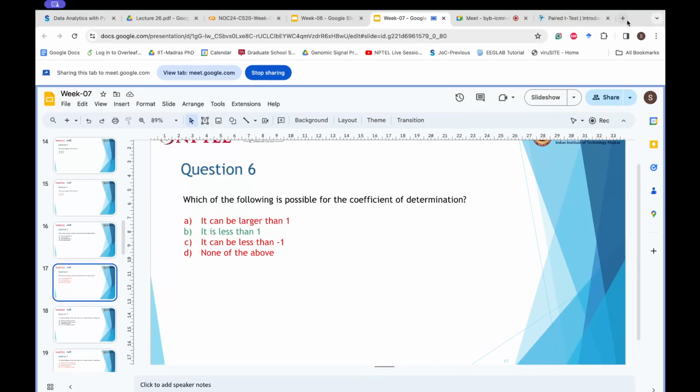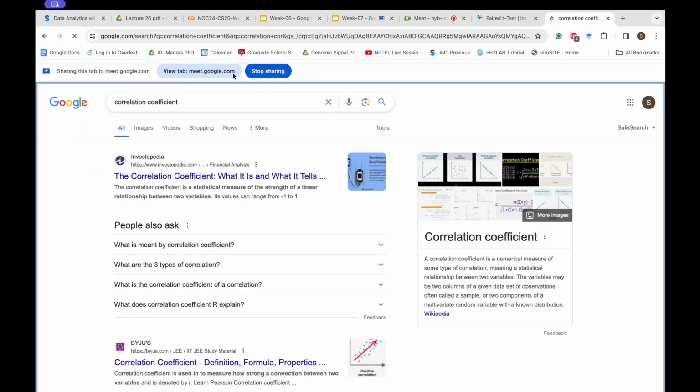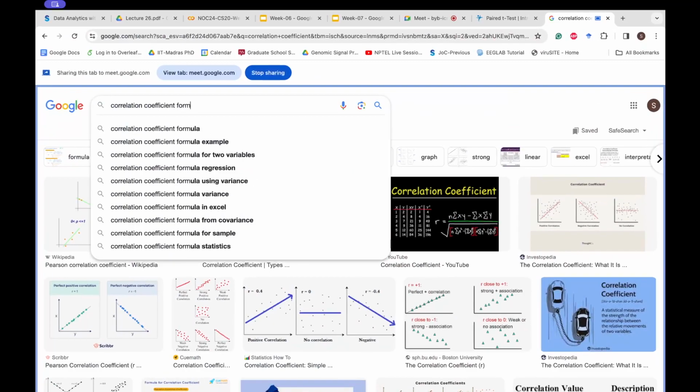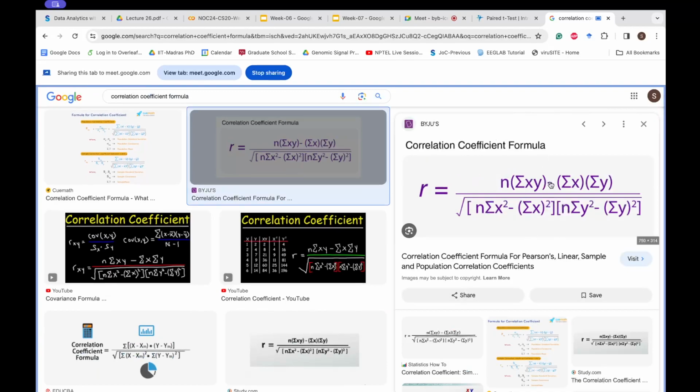So let me show you the formula for the correlation coefficient. Here the correlation coefficient is given by covariance of xy upon standard deviation of x into standard deviation of y, whereas the slope of the line is nothing but covariance of xy upon variance of x. So that is the only difference between the correlation coefficient and the slope equation. Slope actually depends on the independent variable, but the correlation coefficient depends on the two.